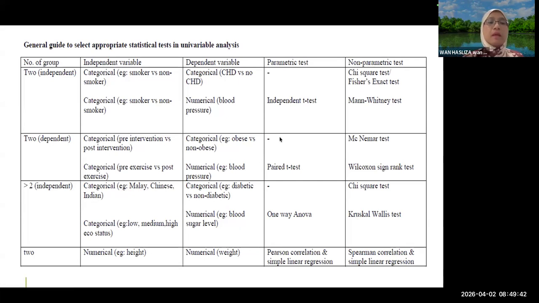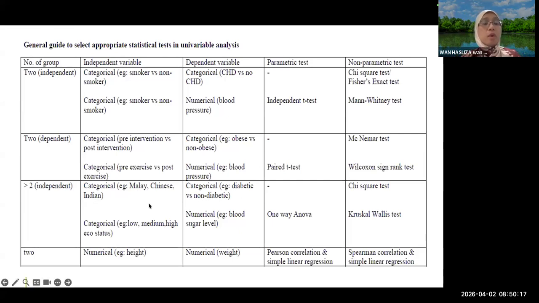Okay, so remember, if my independent is categorical and my dependent is categorical, I have to use the chi-square test. But if my independent has only two groups, I have to use either the independent t-test if the normal assumption is met, and then I have to use Mann-Whitney if my data is non-normal distribution.